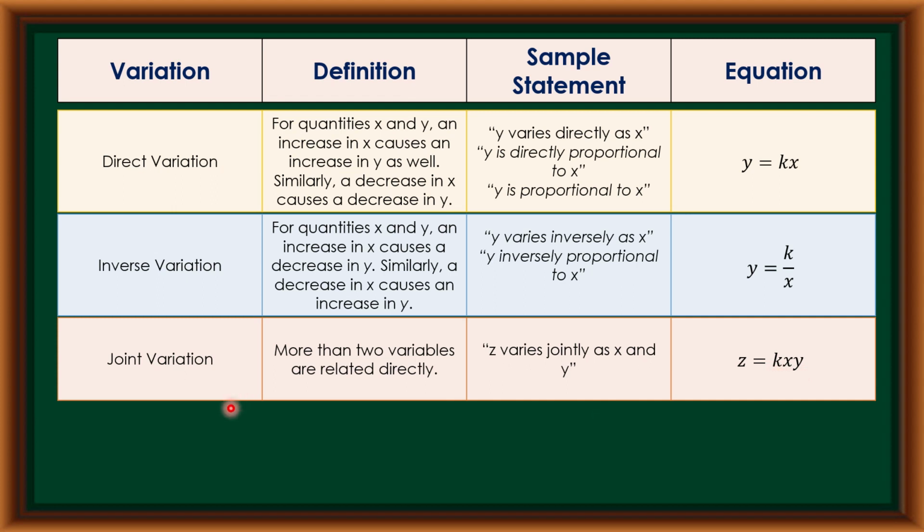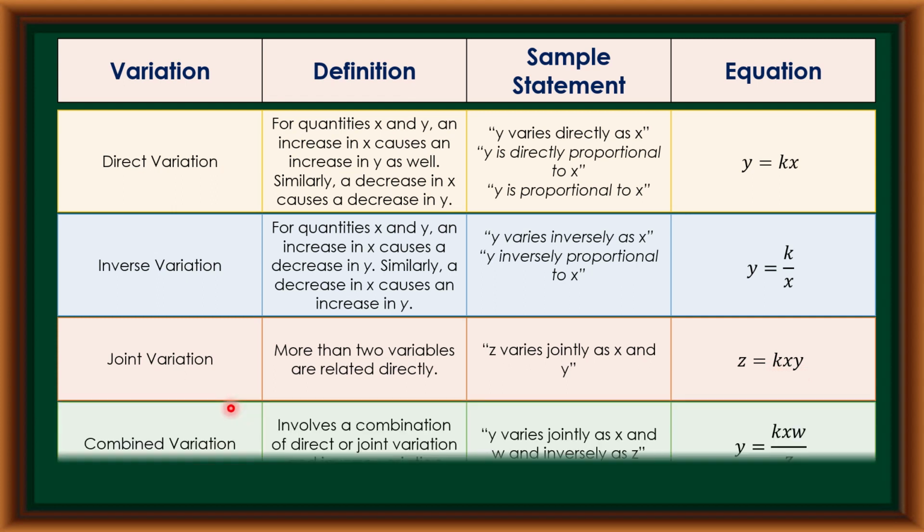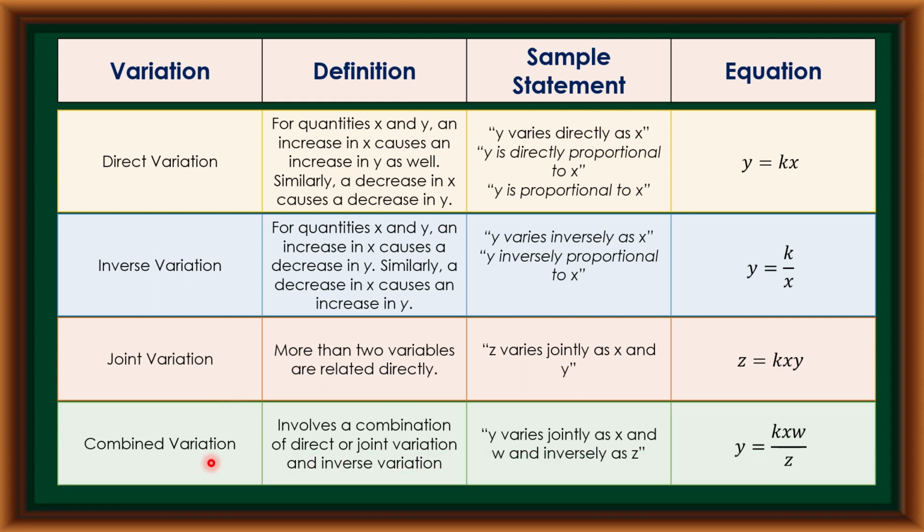The last variation is the combined variation. Remember that combined variation involves a combination of direct or joint variation and inverse variation. The sample statement for this is y varies jointly as x and w and inversely as z, which in equation is y is equal to k times x times w all over z. Remember that k is the constant of variation and should not be equal to 0.